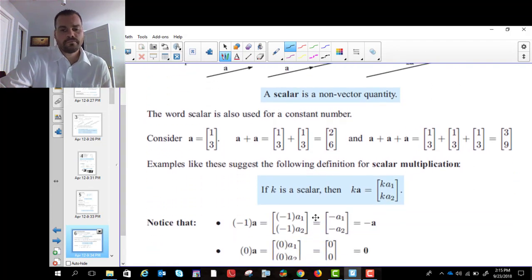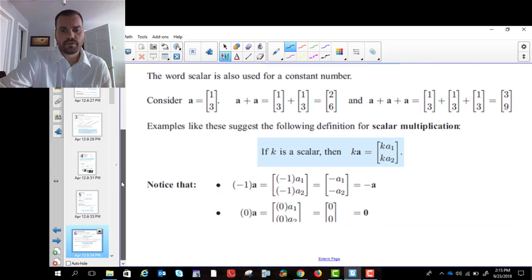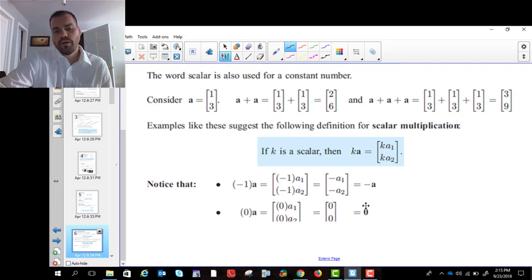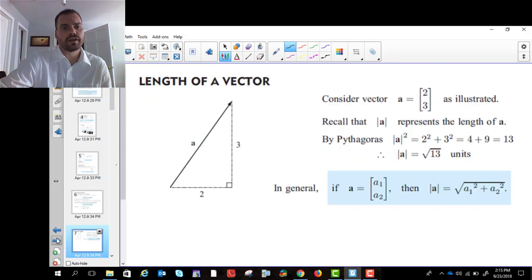If the number is 3, then it becomes 3a for each of the components. And I've just noted down here that if you multiply it by -1, you end up with a negative of a, which we kind of know. And if you multiply it by 0, you end up with what we defined as the 0 vector. So that's scalar multiplication. That stuff should not be new to you. You should have some concept of that.